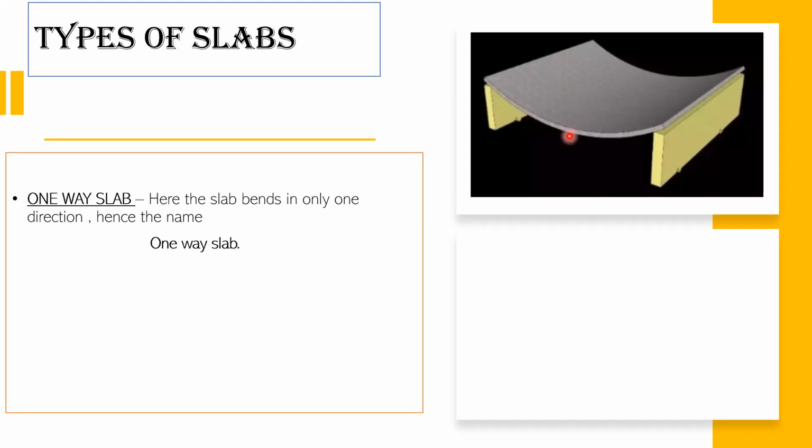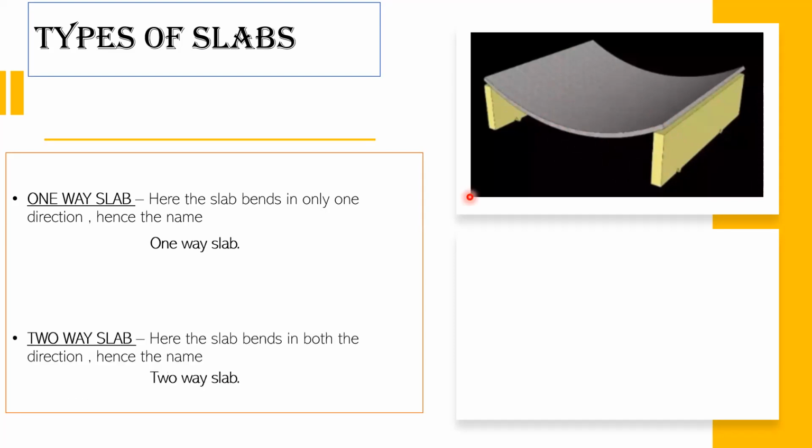Now the slab is bending only in this direction, right? You can see it. The slab is bending only in this direction. That is why we call this as one-way slab. Whereas on the other side, there is no bending because this support is stopping it from bending. Only on this span, there is a bending. So that is why we call this as a one-way slab.